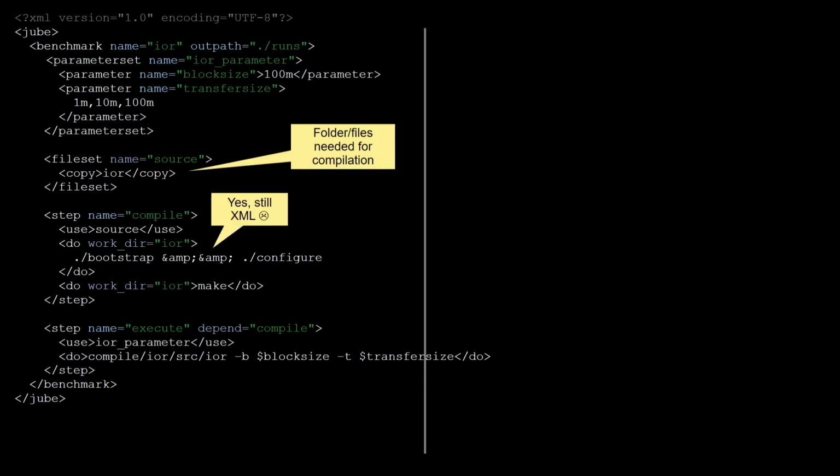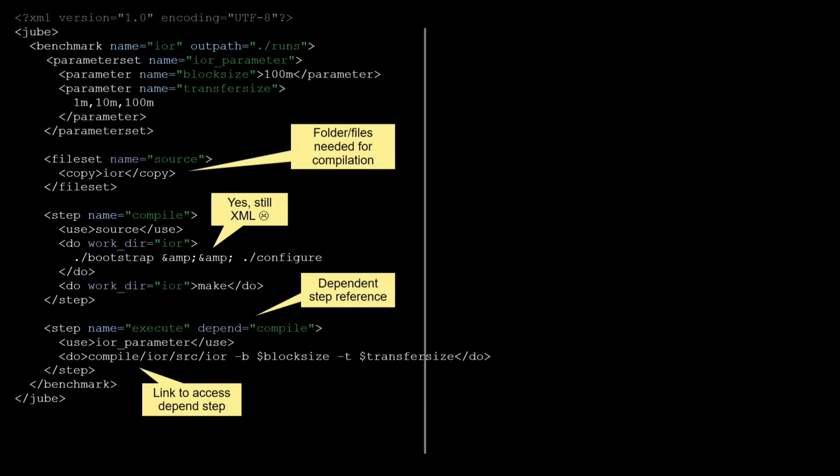Then I need the compilation here. And the compilation is mostly basic for IOR. I have a bootstrap, a configure, and a make. Just again the remark, yeah, it's still XML, so you have to take care of some of the specific characters which are not allowed directly within XML. And I have my compilation step here. And finally, of course, I have to specify the execute step. Please wait until the compilation is done because it's a dependent step. So I have to tell this here.